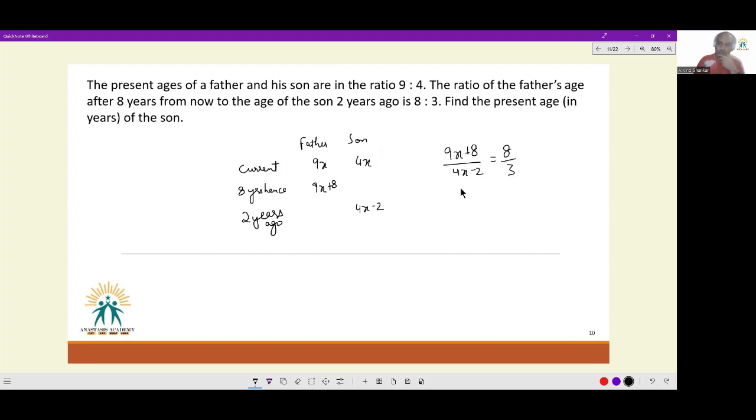Now this is simply an equation that we have to solve for. So 27x plus 24 is equal to 32x minus 16, or 5x is equal to 40, or x is equal to 8. So currently the age of the son is 32, age of the father is 72. 8 years hence his age will be 80. 2 years back the son's age is 30. So 8 is to 3 was the ratio. Fine, everything is correct. Again, read the final thing: find the present age in years of the son. Present age in years of the son is 32.